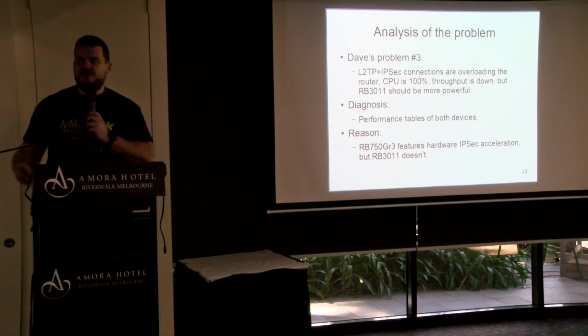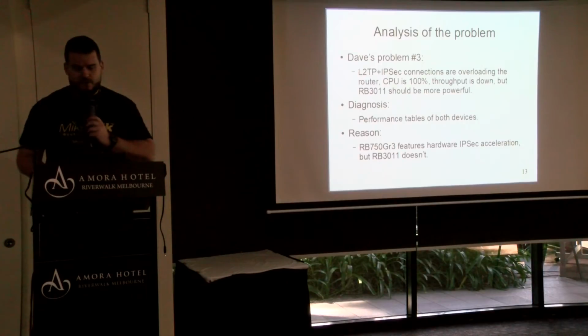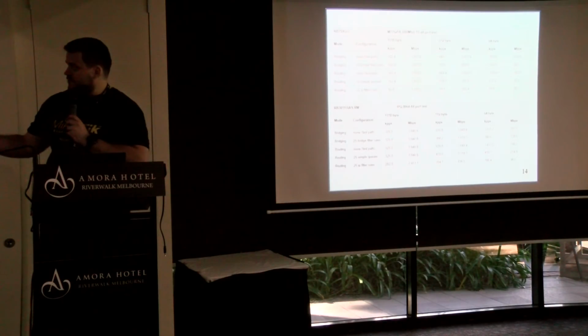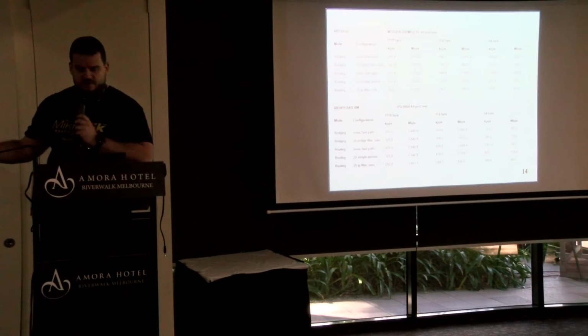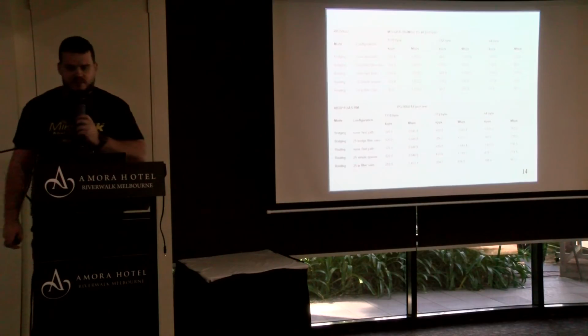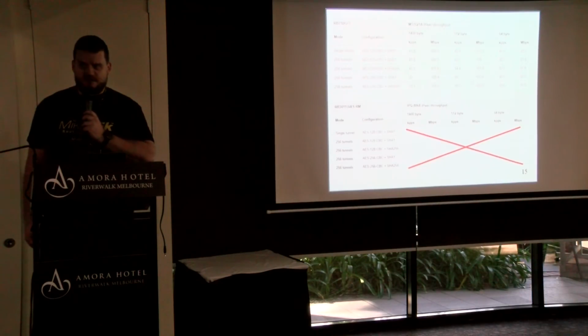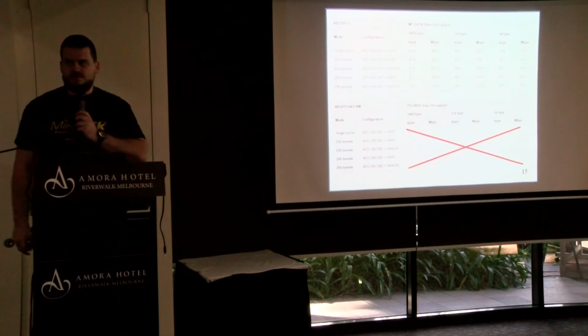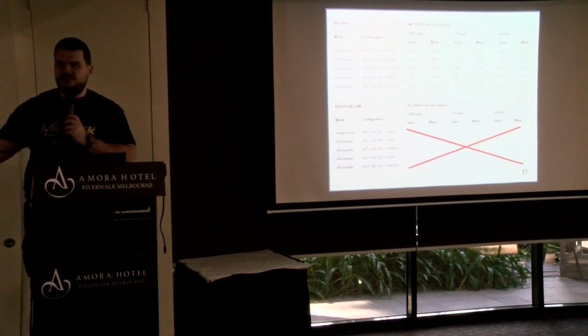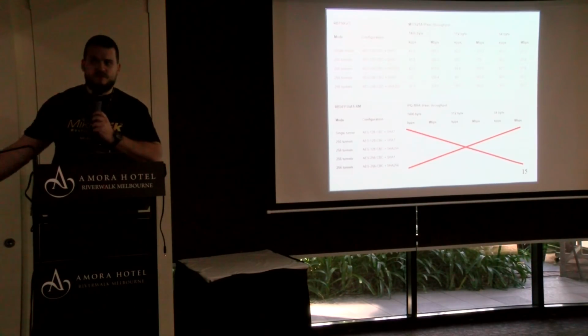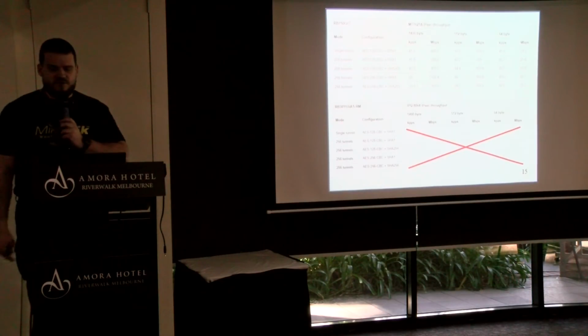The other thing that we have on every page of every product is performance tables. So if we take a look at the performance table of the 3011, the raw performance, so this is 750G, this is 3011, you will see that numbers for the 3011 are two times or even three times more powerful than the 750, but there's such a thing as hardware IPsec acceleration. The 750 unit has it and the 3011 doesn't. So as soon as you enable hardware encryption, the 750 can offload it to this hardware encryption unit, but the 3011 can't do that. So that's why it's slower than the 750 was when you use L2TP with IPsec acceleration.